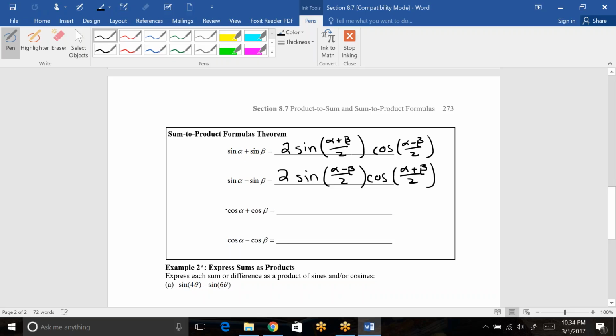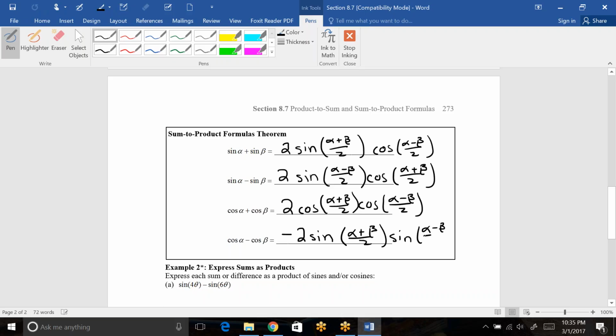Cosine alpha plus cosine of beta is 2 cosine of alpha plus beta over 2 cosine of alpha minus beta over 2. And cosine alpha minus cosine of beta is actually a negative 2 sine of alpha plus beta over 2 sine of alpha minus beta over 2.